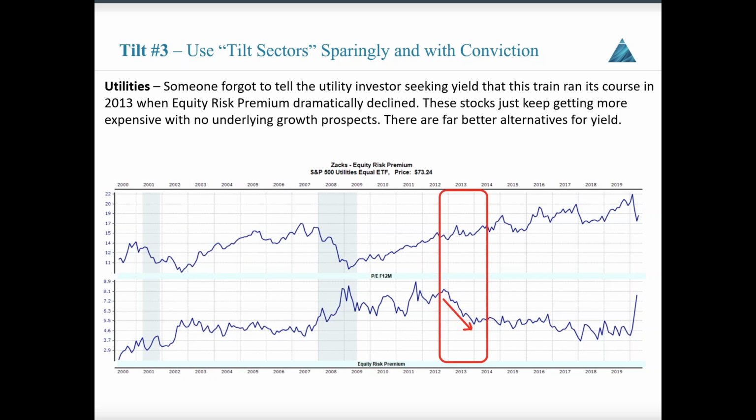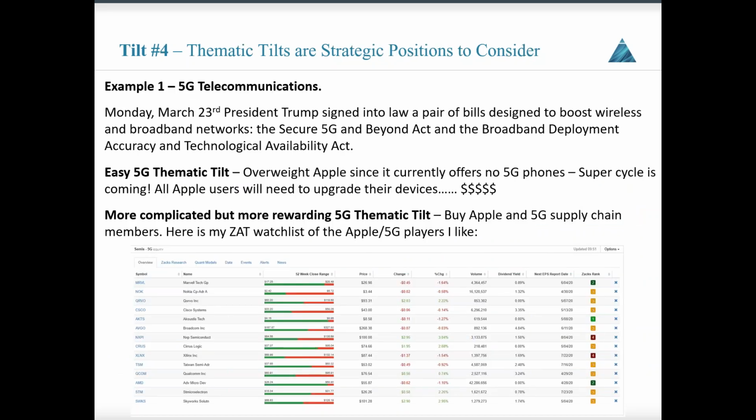They're very expensive, and the price decline that you saw right alongside the S&P 500 during this pandemic rout is a testament to the fact that utilities have just gone way too far. Investors have chased them from a forward multiple perspective too far relative to growth and relative to their yield. That was tilt number 3.